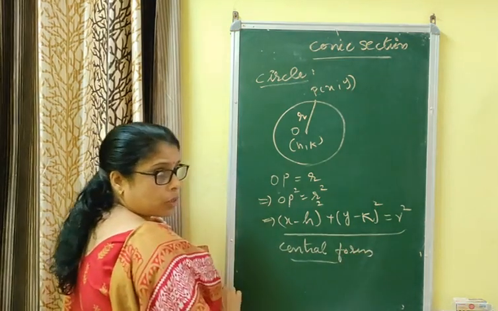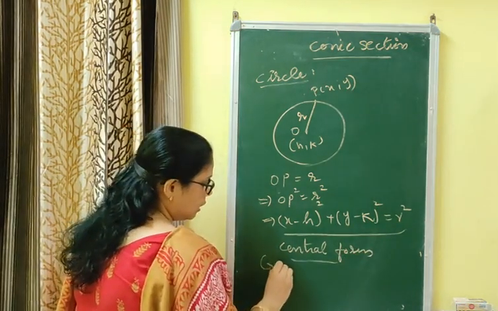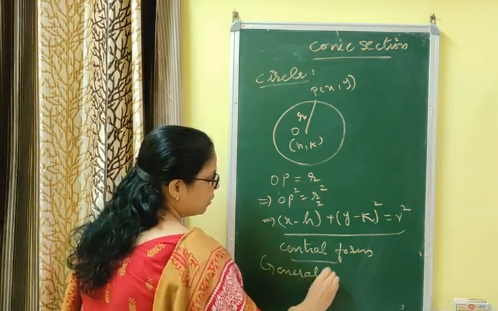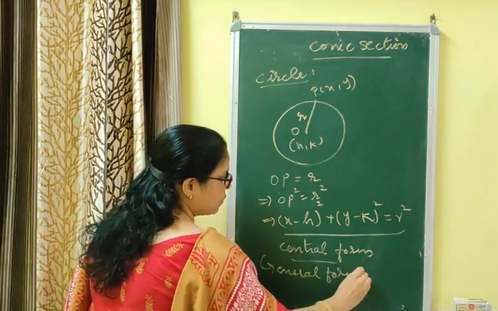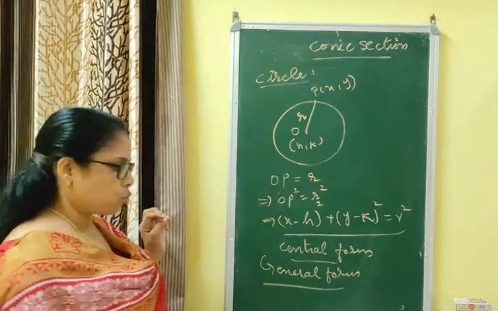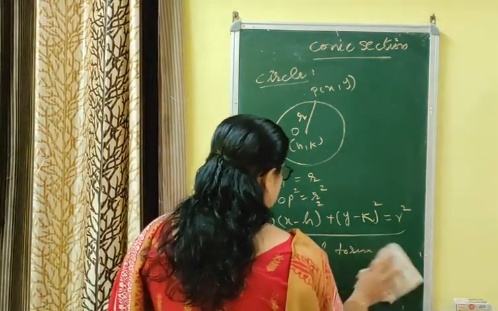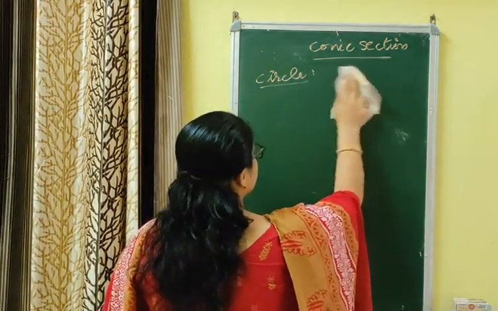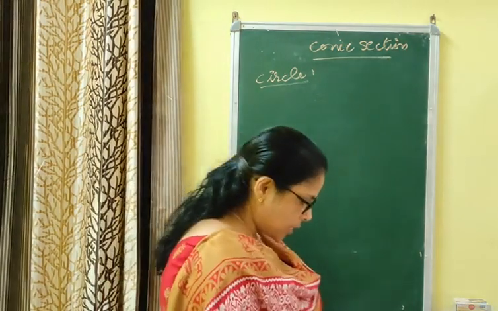One more form of equation of circle is also there, that is the general form. The general form of equation of circle is very important, and it is very useful in class 12th. Now this much is the central form of equation of circle. Now we will do different cases.